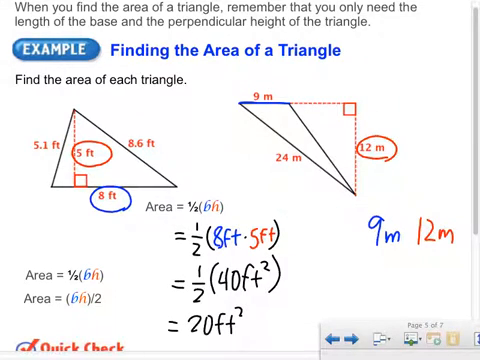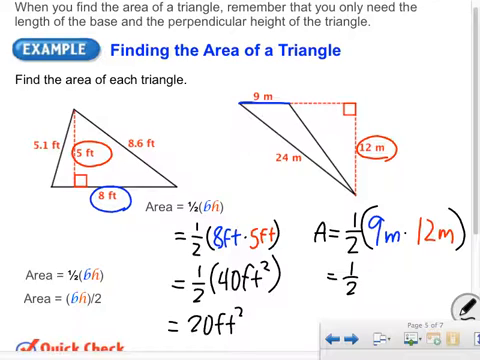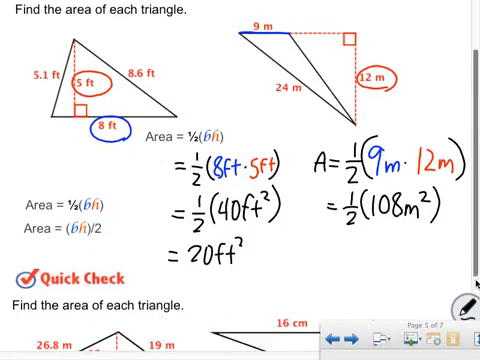So Tata is correct. We're going to find the area, and that is equal to 1/2 times 9 meters times 12 meters. So Tata, can you simplify that for me? What's happening inside the parentheses? It's going to equal 108. Is it just 108? Meter squared. Very good.